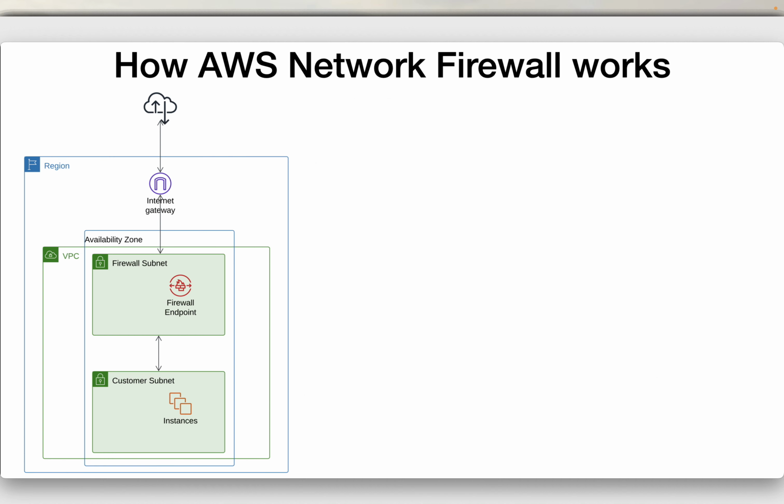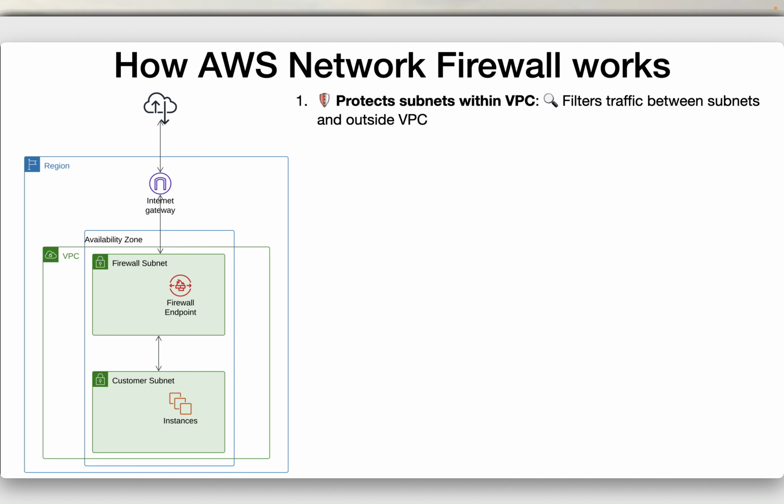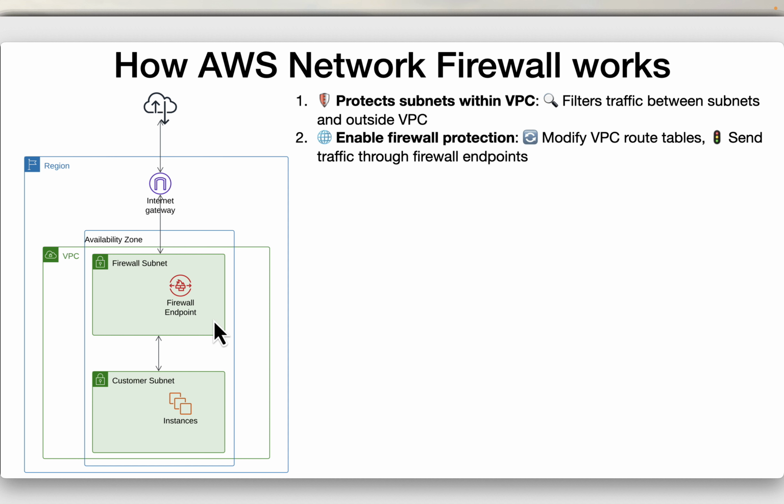Okay, let's see how AWS Network Firewall works. So end-to-end setting, the whole workflow. The firewall protects the subnets within your VPC by filtering traffic going between the subnets and locations outside of your VPC. So this is the firewall subnet. We are talking about this here. And to enable the firewall's protection, you modify your Amazon VPC route tables to send your network traffic through the Network Firewall endpoints. So you have to modify the route table so that all the traffic goes via the firewall endpoint.